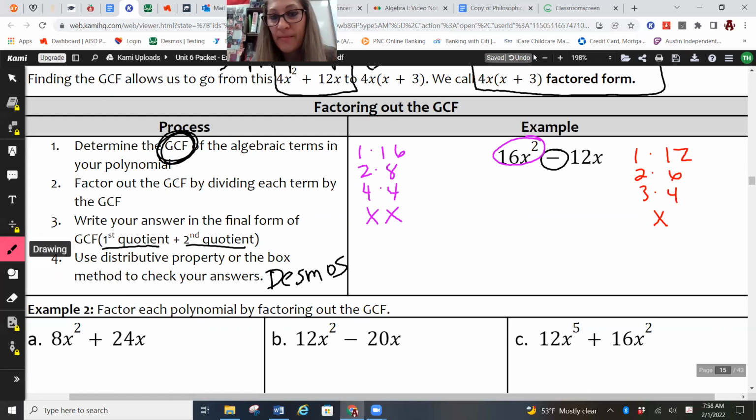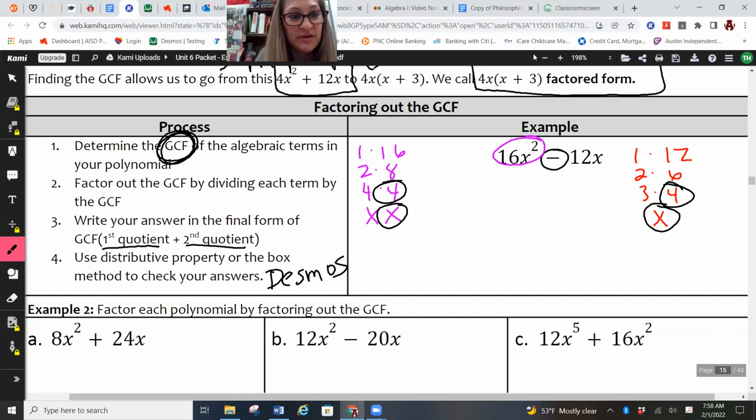So the greatest number that they each have would be a 4, and the greatest number of x's that they each have, they have to each have that amount. Well, this one only has 1. So the greatest that this one has is 1, this one has 2, but that one doesn't. So we have to just say x is the GCF.